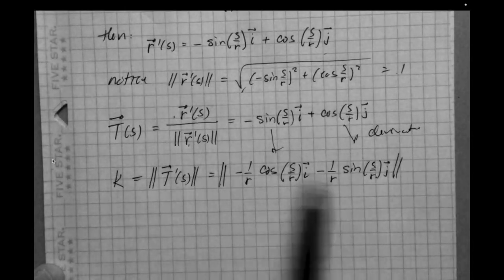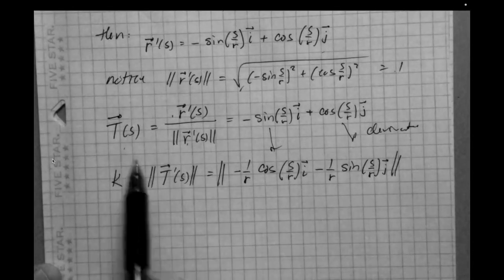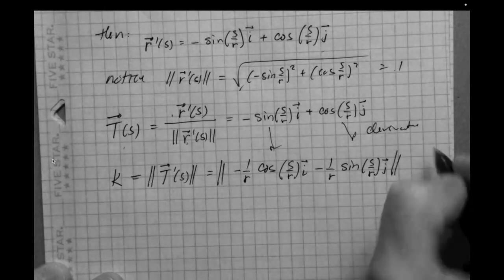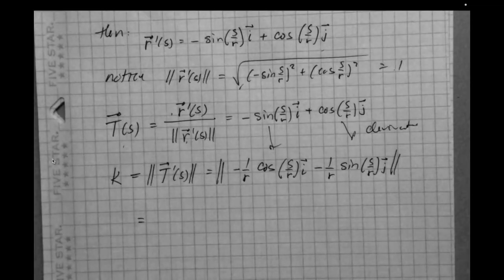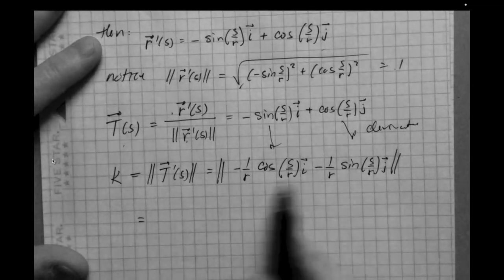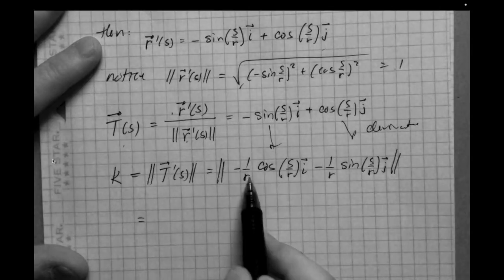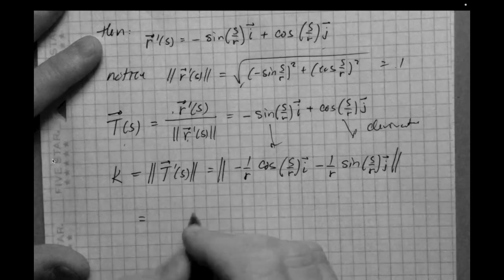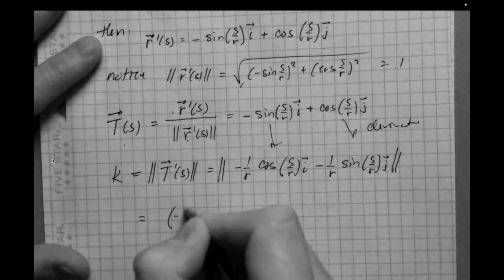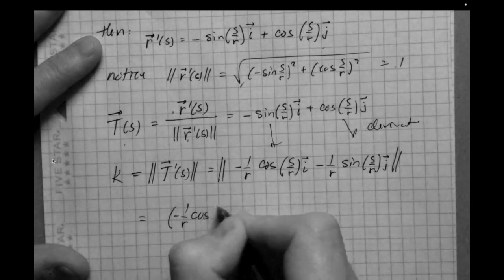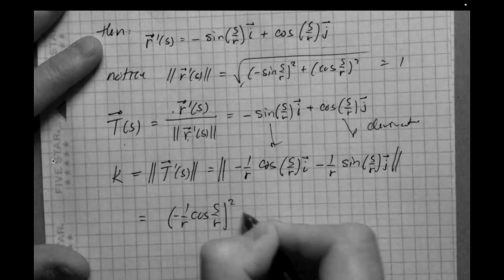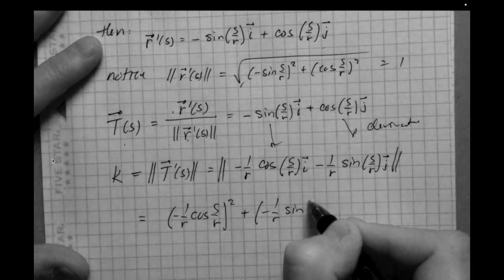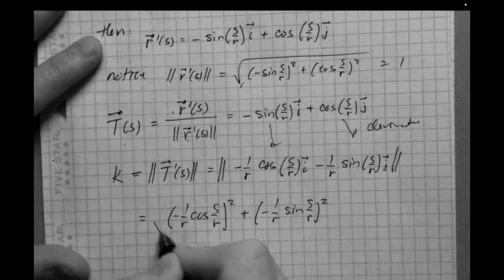Usually we might find the derivative of T first and then plug it into the norm expression, but that's okay. In this case, this all works. We know what we're up to here. And then we can take the norm here, and that's just going to be the sum of squares of the components, then take the square root of the sum. I'll write it all out first: negative 1 over r cos s over r squared plus negative 1 over r sine of s over r squared, and then we take the square root of that.